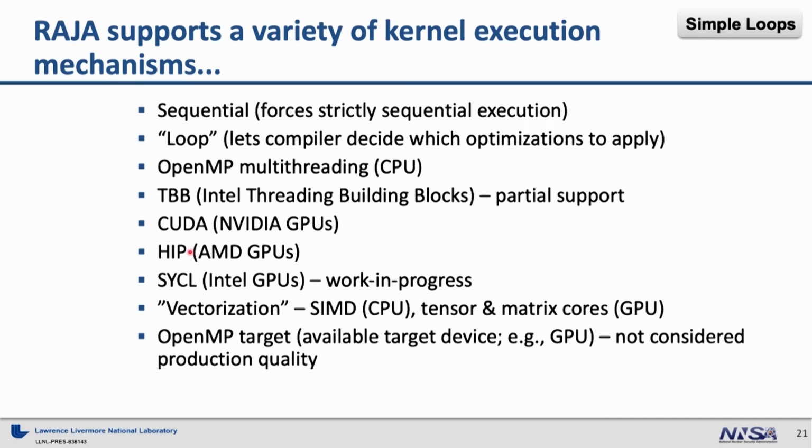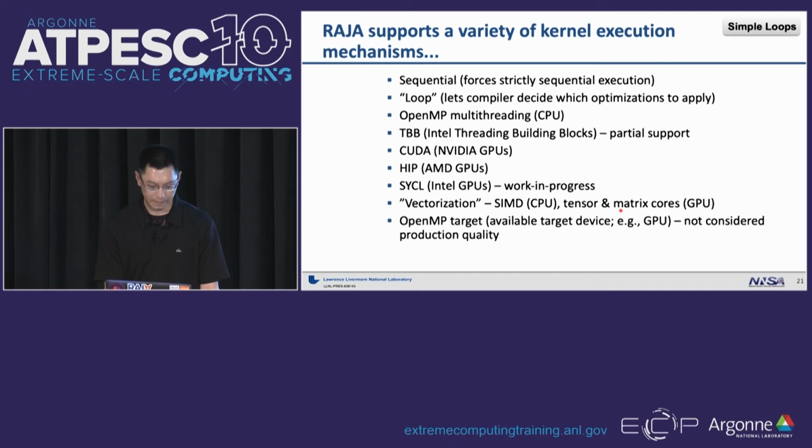We have a backend for HIP GPUs or AMD GPUs. And yeah, we have one for SYCL. We have a SIMD execution policy which attempts to force vectorization if the compiler thinks it can. And then this is not really a for all policy. We have tensor and matrix core. I would call it an API that you can try to use. That's kind of experimental.